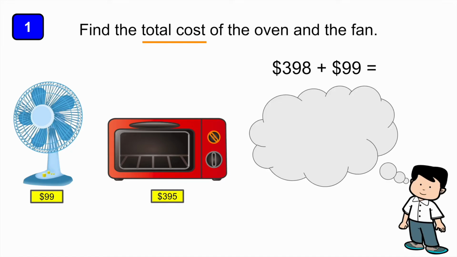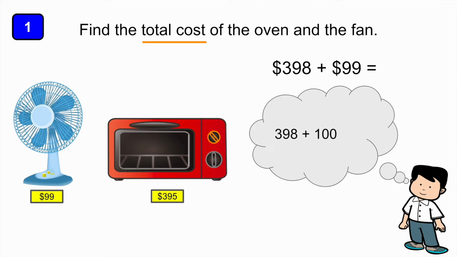What I can do is in my head, I can think, okay, 398 and 99, which one is closer to a rounded 100? Well, 99 is really close to 100. 398 is close to 400 also, but 99 is only one away from 100. So I'm going to choose to round that number. So I'm going to think in my mind, 398 plus 100.